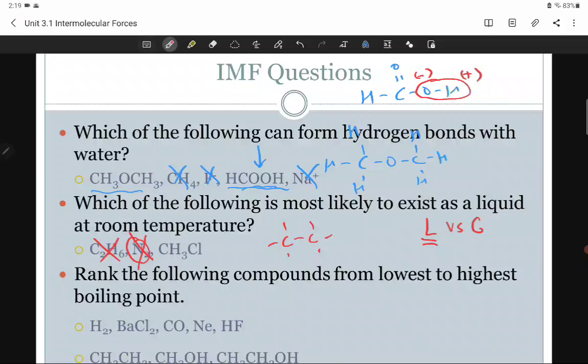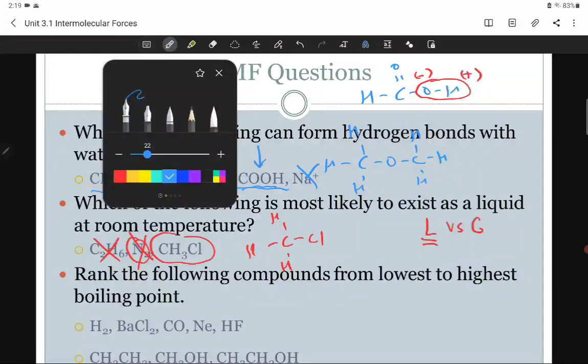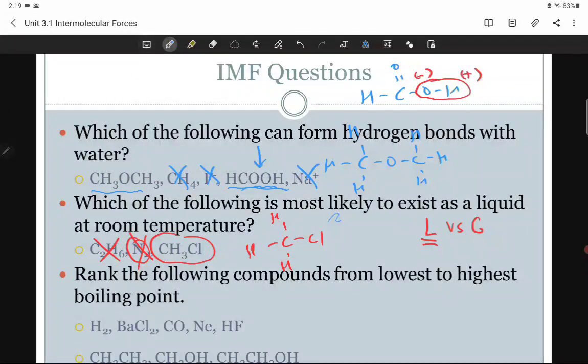So that gives us now methyl chloride. I'll just amend this a little bit. Okay, so now this is not symmetrical. This has an asymmetry to it, and we could say that there's a partial positive and partial negative right there. And that might give it an opportunity to become a liquid more than the other two.